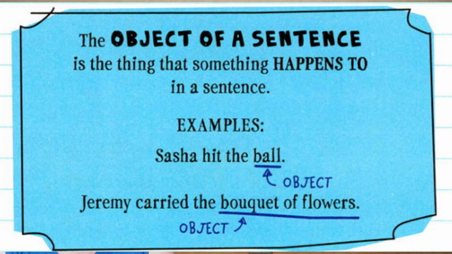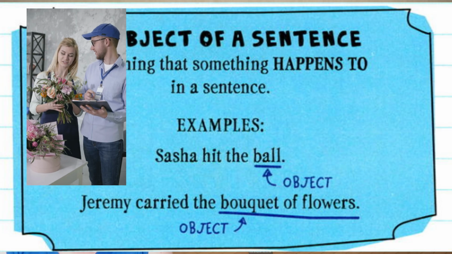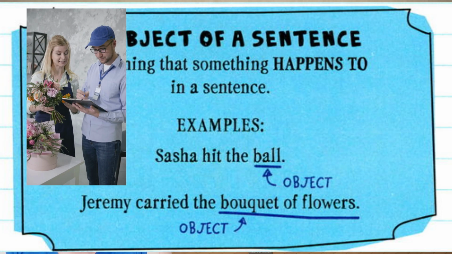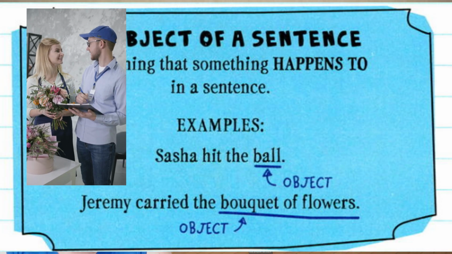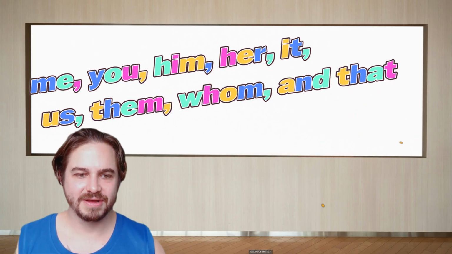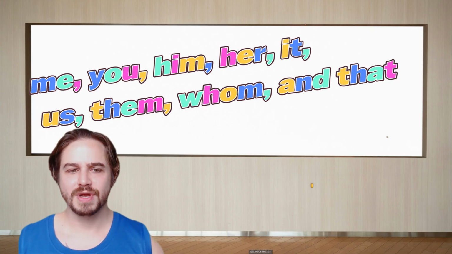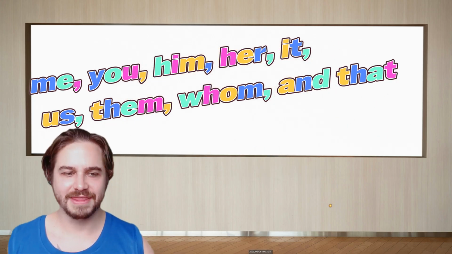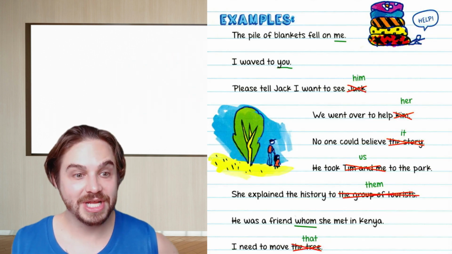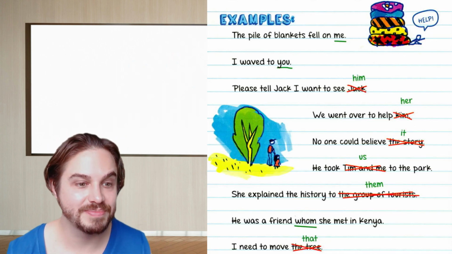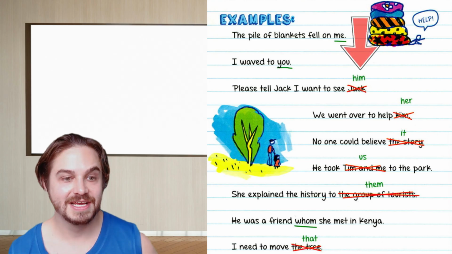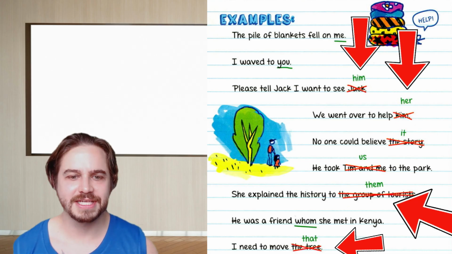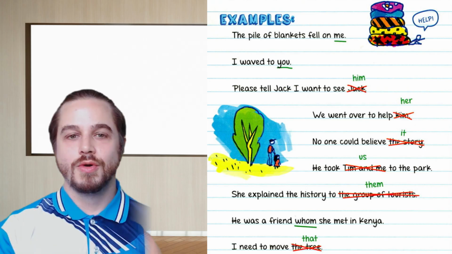Jeremy carried the bouquet of flowers. The bouquet of flowers is the thing being carried. It's the object of the sentence. Common objective pronouns are me, you, him, her, it, us, them, whom, and that. Typically, you'll notice objective pronouns appear later in the sentence, while subjective pronouns come earlier. Not in every sentence type, but in most of them.